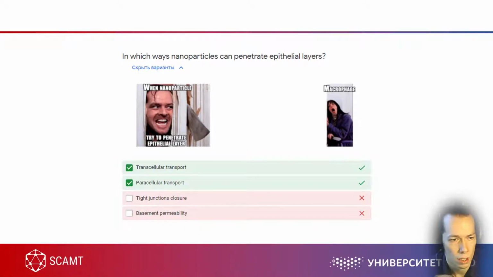So let me just open it like this. Again, if you have any questions, you can put them in chat.